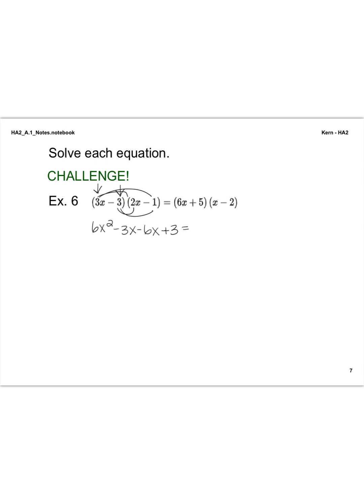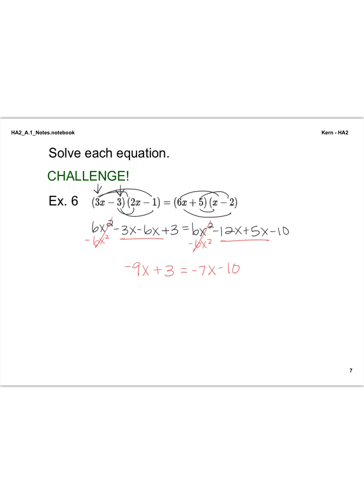And we're going to do it on the other side too. So first is 6x squared. Outer is minus 12x. Inner plus 5x. And last is minus 10. So now really you want variables on one side, constants on the other. If I subtract 6x squared to put it on the other side, you'll notice these will cancel. So now I'm just going to combine like terms. I have negative 9x plus 3 equals negative 7x minus 10.